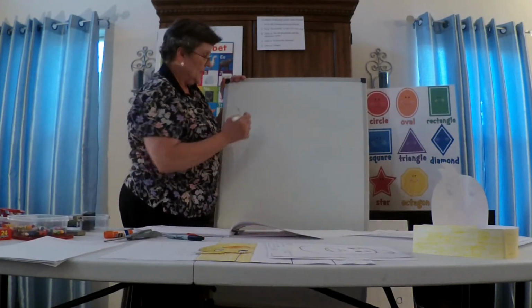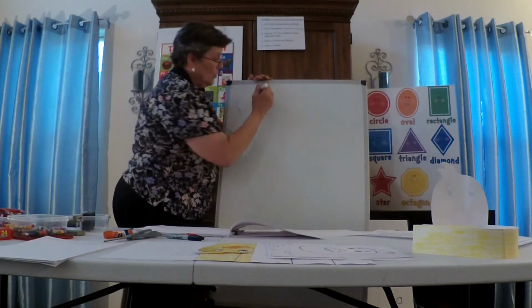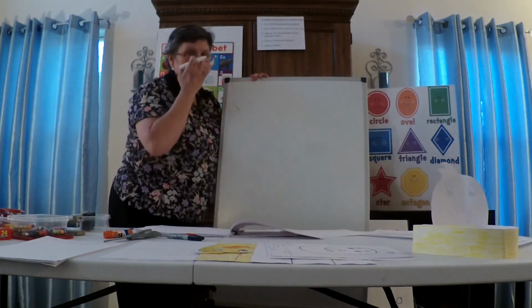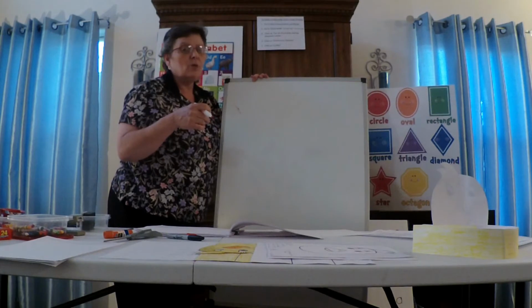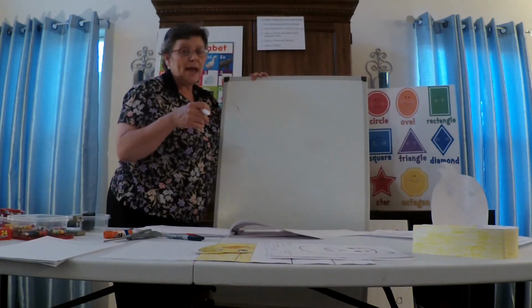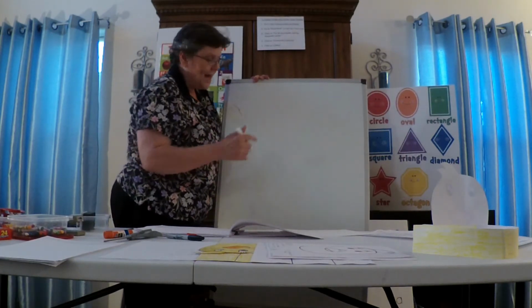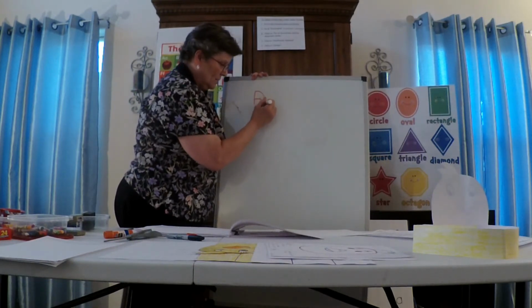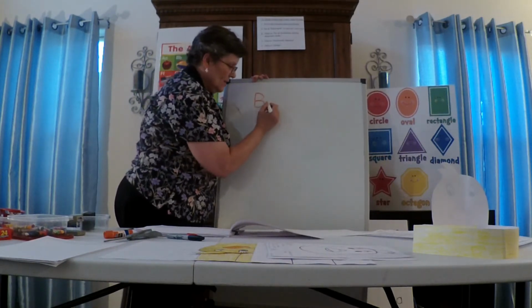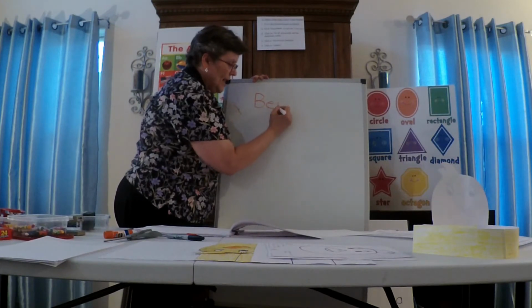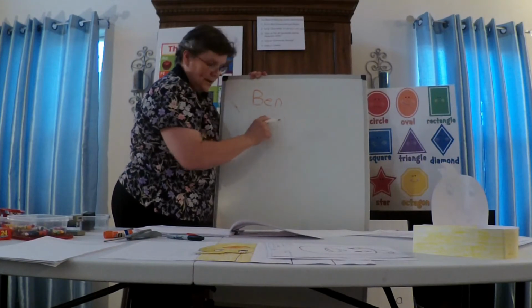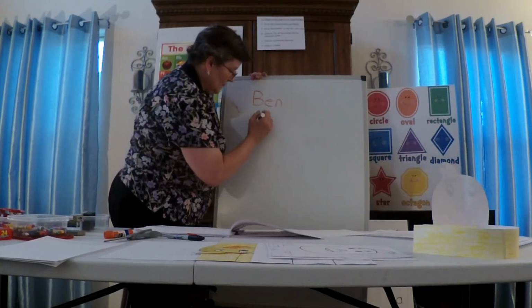Okay, so are you ready? Here we go. Now this one is somebody's name. And when you have somebody's name, you always start it with a capital letter. And Ben is a name, so we're going to write a capital B, uppercase B. B-E-N. Let's try it. B-E-N. Ben. Good. Let's try another one.